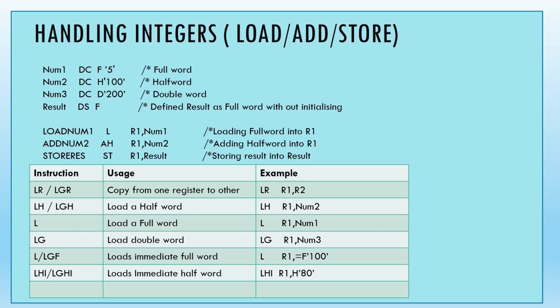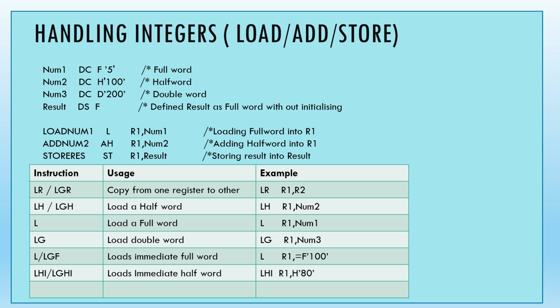The third one is L, load a full word. So we saw already R1, num1: num1 is a full word. The full word is getting stored in a register called R1, and that is why we are using the instruction L.